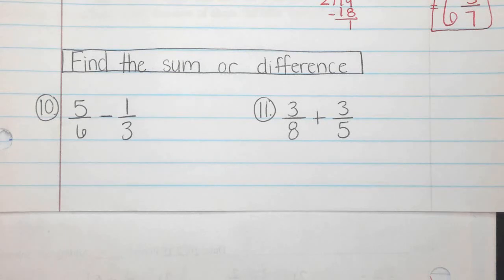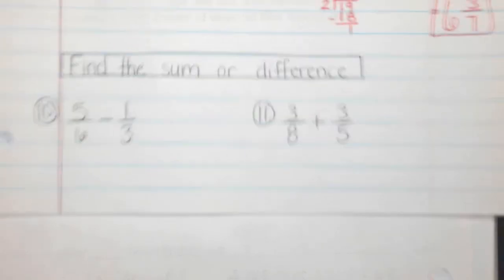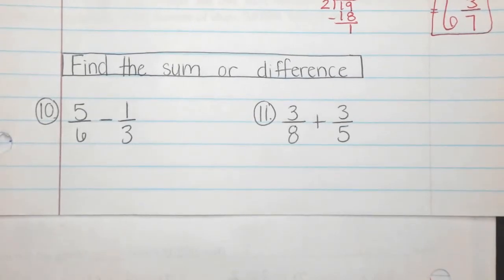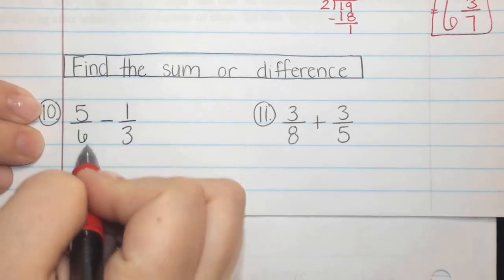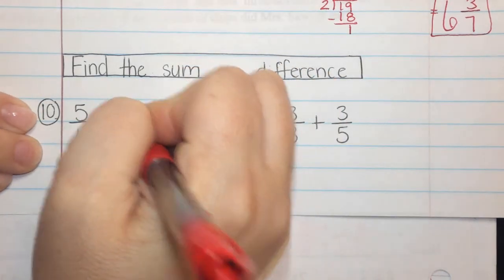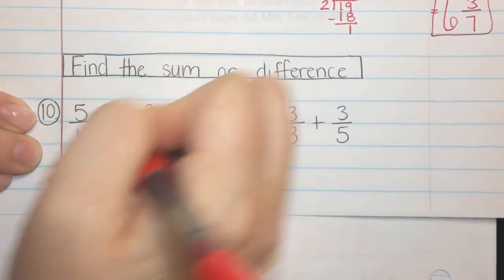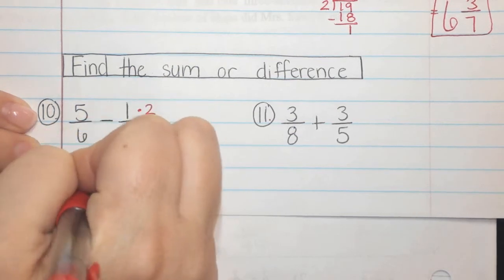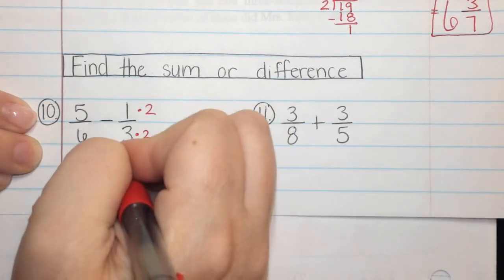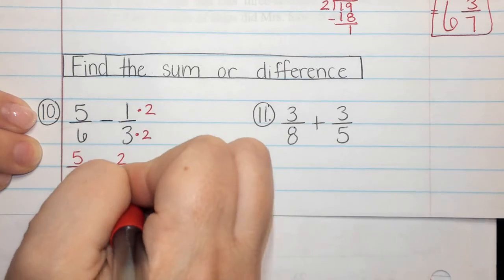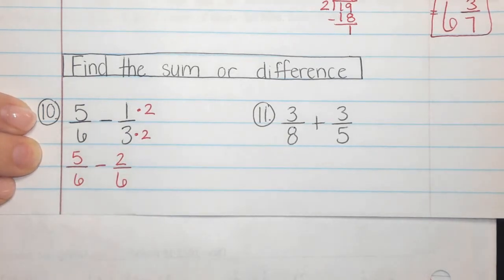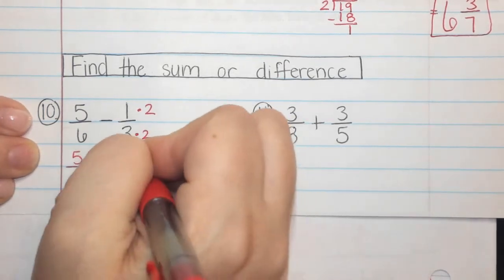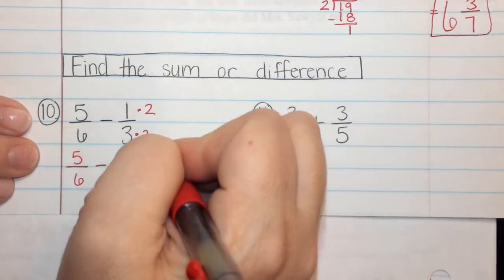We need a good denominator for this problem. Madison? You wouldn't change the first one, but you would take the second one and multiply by 2. Perfect. So she said we're not going to change the first fraction. But if I multiply the second fraction by 2, that's going to give me 5 over 6 minus 1 times 2 is 2 and 3 times 2 is 6. So now those match. When I subtract 5 minus 2, what am I going to get as my answer, Jason?